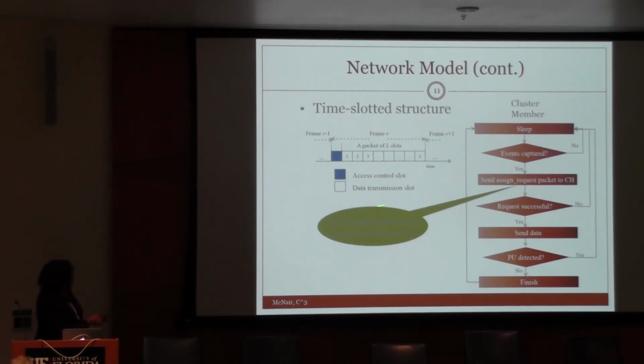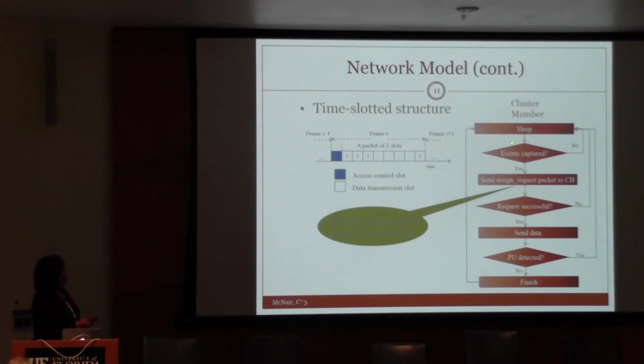I don't know if you can see this. It says current residual energy, location information. So we take some estimate from the device as to how much energy is left in the system, and we incorporate that into some decision process.